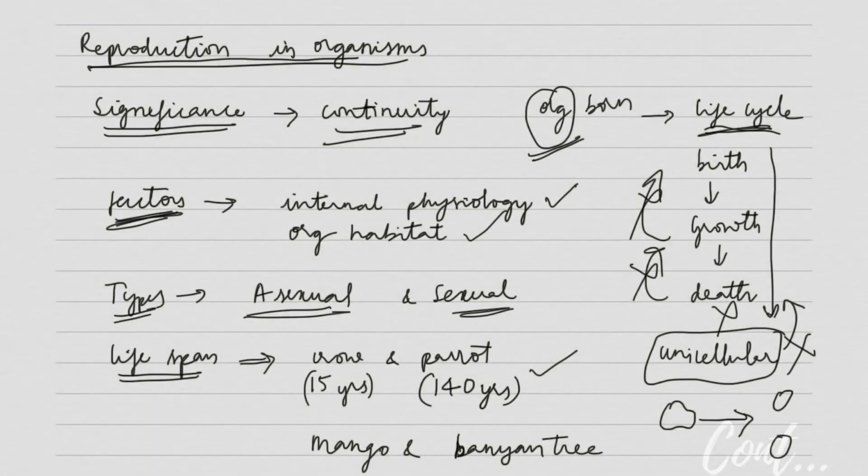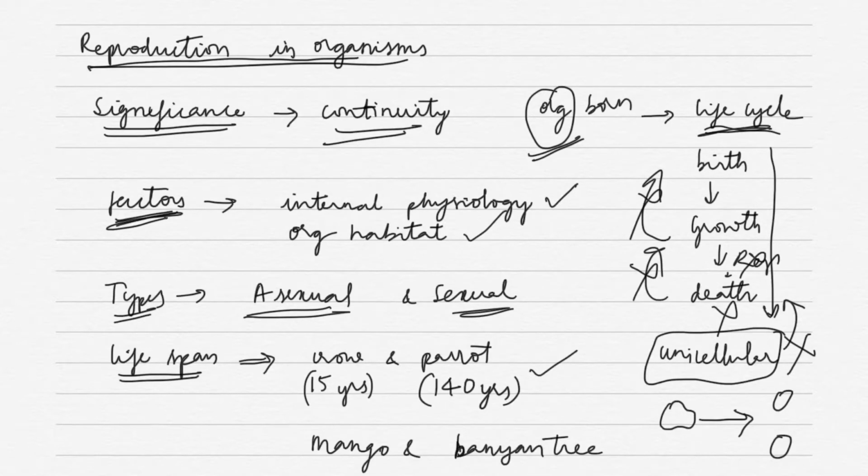You can also add grow, and then you can add reproduction, and then you can add death. But in NCERT that is not given. Only three things are mentioned in life cycle. So it is birth, growth and death. Fine. So we are going to say only birth, growth and death. We are not going to add reproduction in this life cycle.